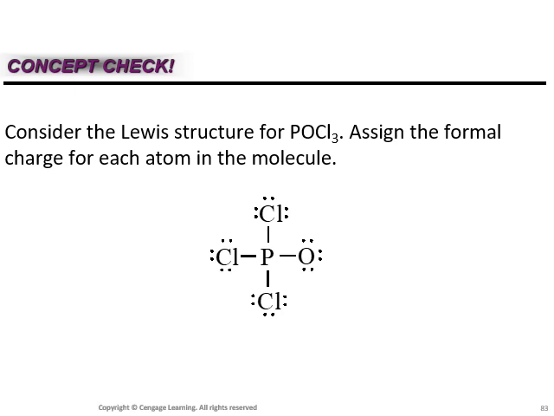So all of the Cl's are going to be 0. Look at the O on the right. O typically would have 6 valence electrons. So start with that and subtract the 6 lone pair electrons that are around it. So 6 minus 6 is 0, and 0 minus half of 2 would be 0 minus 1, which would be negative 1. So that O will have a formal charge of negative 1.